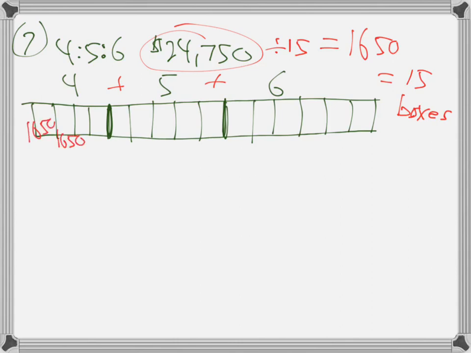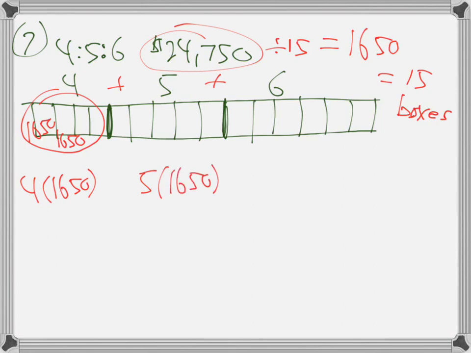Each box is 1650. So then, what is this right here? 4 times 1650, whatever that is. And what is this section here? 5 times 1650. What is this here? 6 times 1650. So whatever those totals are, those are your answers. Does that make sense? And do you get a deeper way to deal with more tricky fraction questions?